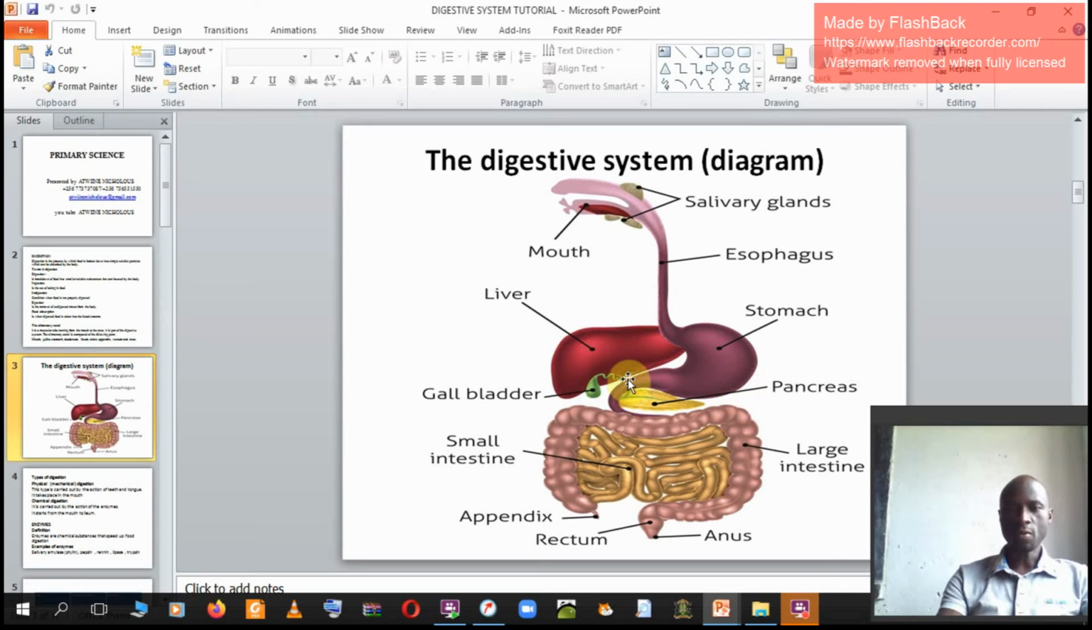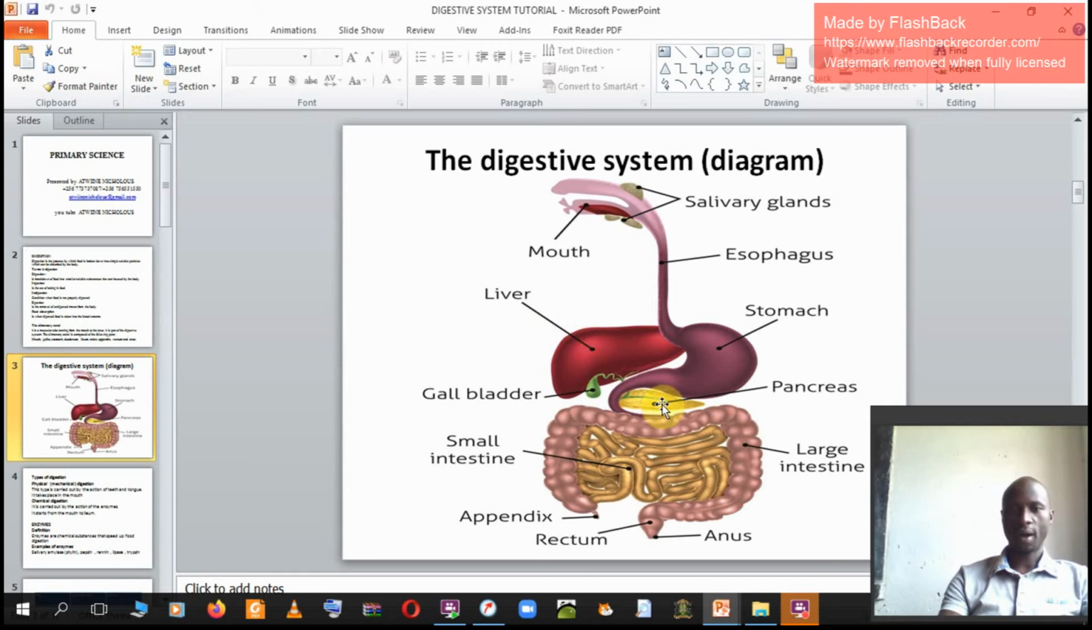Food will move to the duodenum. This is the part we call the duodenum, and it is connected to the liver. Next to the liver, you can see there is a gallbladder. This is the part that stores bile. We shall look at the role of bile, that it breaks down fats. We shall also look at the role of the liver.